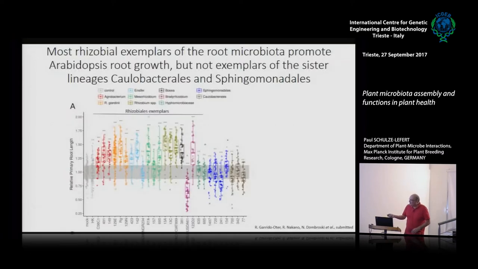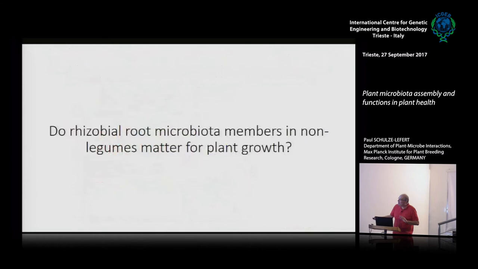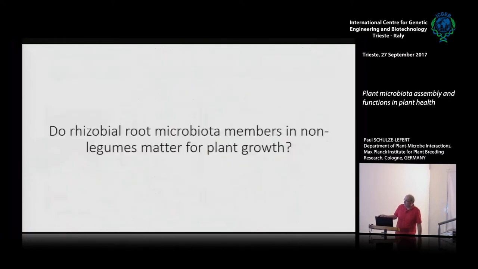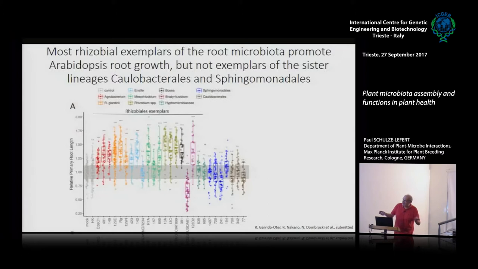Now, this is work from Thomas Nakano, where he was growing his germ-free Arabidopsis plants on an agar plate. And then we add individual strains of these rhizobia that I mentioned to you from the Arabidopsis root microbiota, right? So these guys here. And very important, we were guided by this deep culture collection of the rhizobia. So we used representatives of each sublineage that we tested for their activity on the plants.